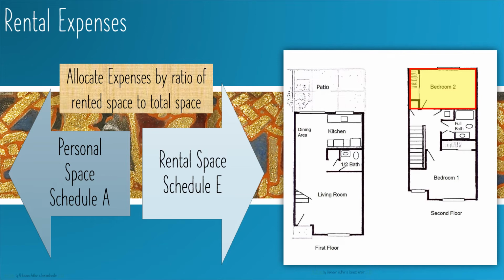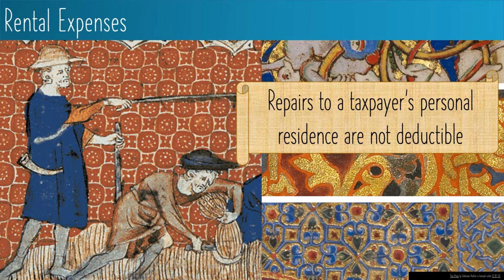And remember that anything that's directly for that space, if there were repairs that were specifically for that rental space, then those are fully deductible in addition to any indirect expenses. And then I just want to point out that repairs to a taxpayer's personal residence are not going to be deductible. That's not something that can be deducted on a Schedule A itemized deduction. Repairs to the rental space, however, are deductible on the Schedule E.